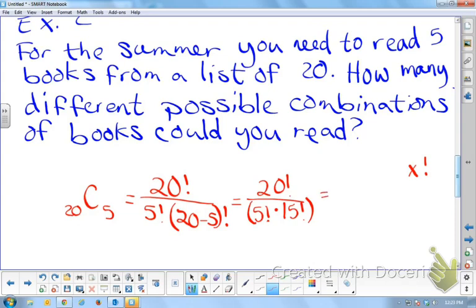Whichever way your calculator is, you plug that into the calculator and you should get 15,504. So there's 15,504 different ways you could pick those 5 books. It's a lot.